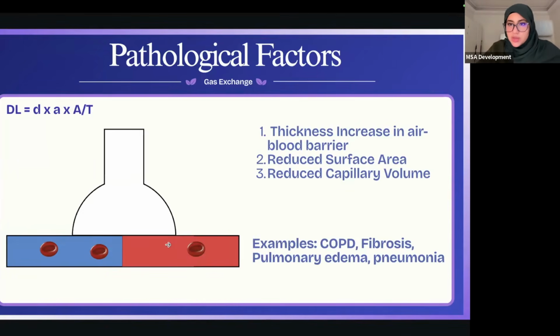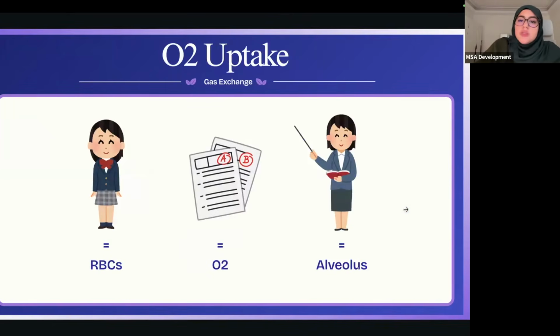Examples of all of these pathological factors are COPD, so obstructive pulmonary disorders, fibrosis, as I said before, pulmonary edema, which is liquid in your lungs, and pneumonia, an infection of the lungs. The surface area decreases and it makes it harder because there's inflammation going on. Now, you don't need to know these in specific at all, actually. This is just to keep in mind that there are some pathological states in which the lung cannot diffuse properly. Okay, so I'm going to explain a concept using a little analogy that I made.